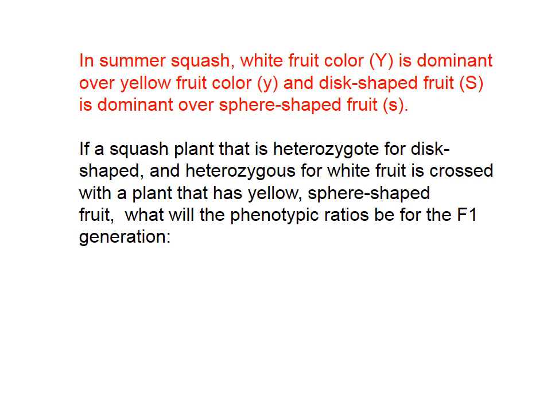So, another one. In summer squash, we're going to do the white fruit dominant over the yellow fruit, disc, and so on. Same system. Let's see how quickly you can do this problem. If a squash plant that is heterozygous for disc shape and heterozygous for white fruit is crossed with a plant that is yellow spear shaped, what will the phenotypic ratios be for the F1 generation? Now we're giving you the parentals, but they're not necessarily true breeding. So you're just doing this cross.